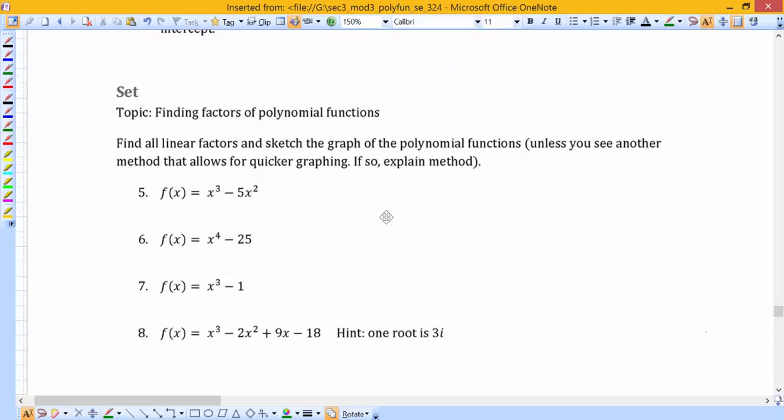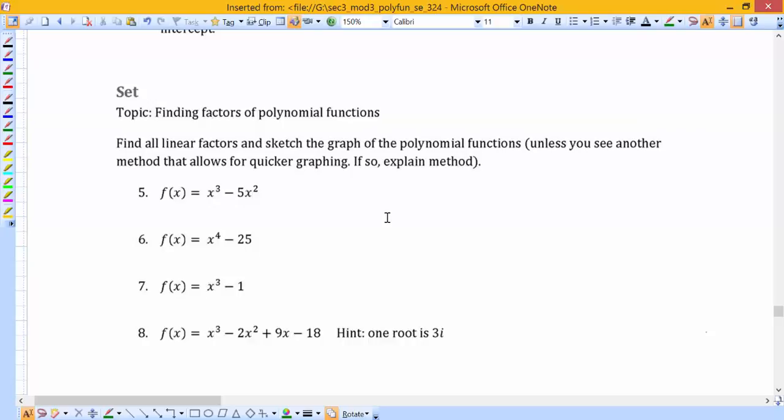So that's the ready. Now the set. This is where a lot of work is going to come in. And you are not going to be able to fit your work here. You are going to have to do your work on another piece of paper. And if you want graph paper, I have graph paper. Ask for graph paper. I'll probably have already asked you in class who wants graph paper. So find all linear factors. Sketch the graph, unless you see another method that allows for quicker graphing. If so, explain your method.